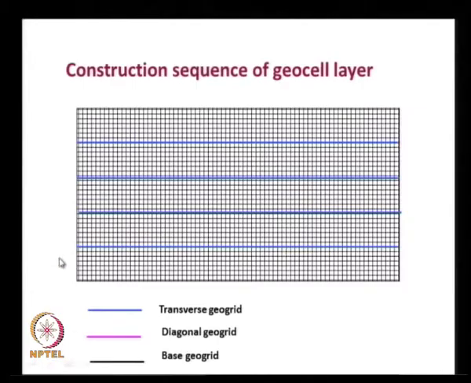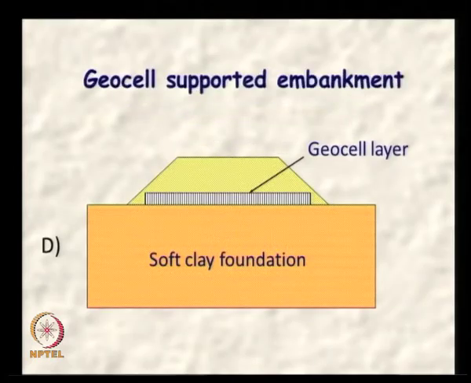So, after we construct these longitudinal geogrid layers, we can now connect the transverse members. Once the entire matrix is assembled, it is ready for filling with aggregate, and this is what we have. This is the soft clay foundation and the geocell layer filled with aggregate, and then our embankment.